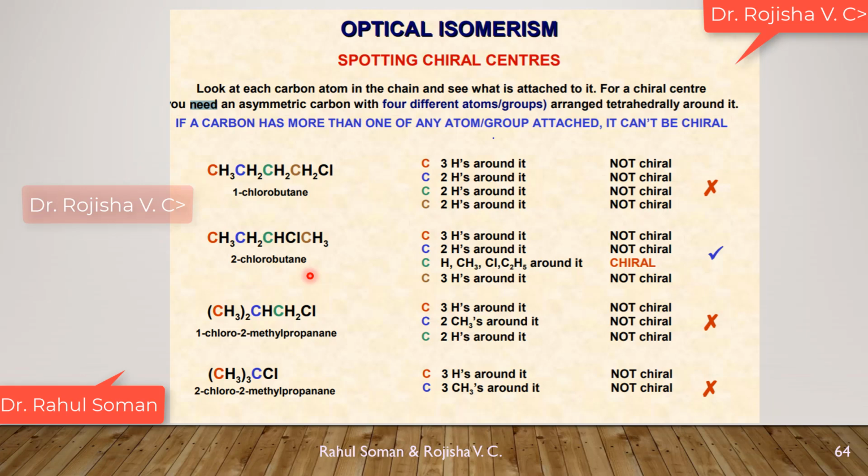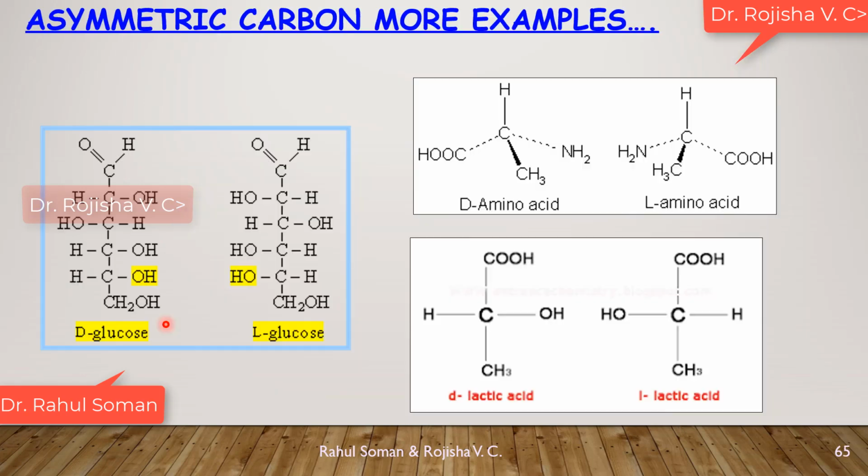Okay. Then only that whole molecule can be optically active. These are some examples. First one is D-glucose. We will have D-glucose and L-glucose. The D-glucose means the maximum numbered asymmetric carbon, that is the fifth carbon, has the OH on the right. If the OH is on the left, it is L-glucose. So naming will be like that.